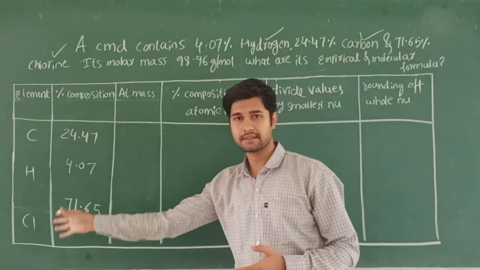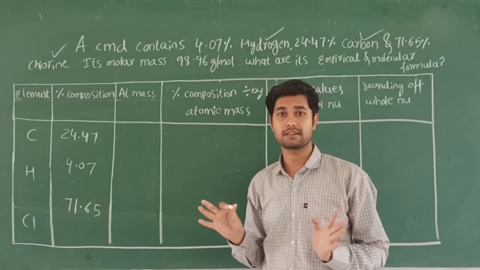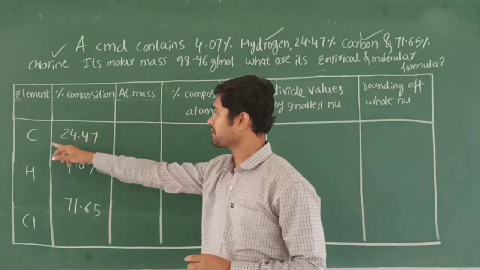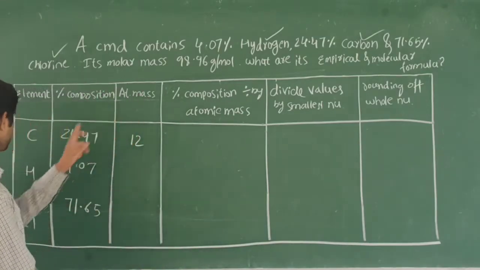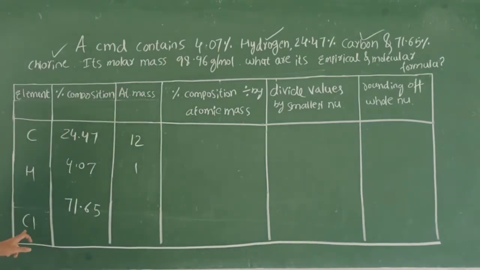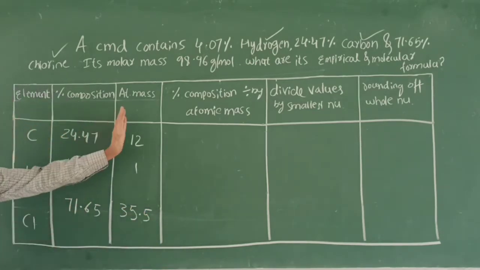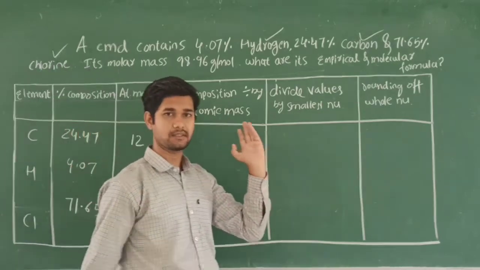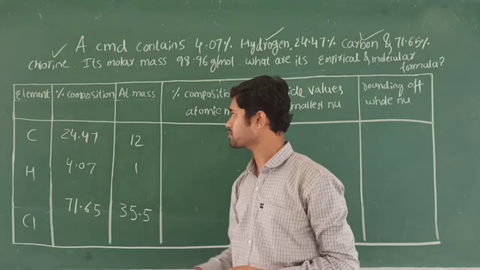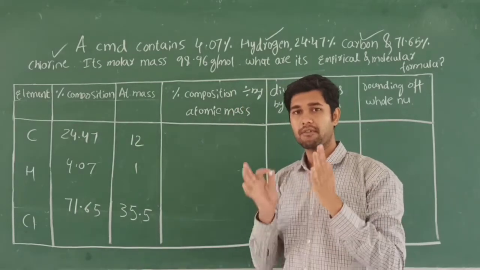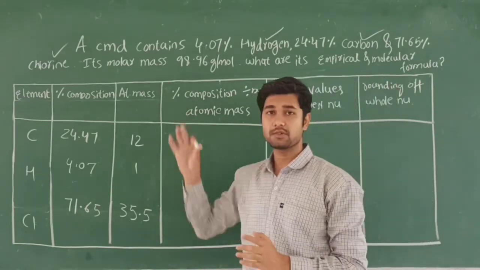So step 1, you should write these elements. You should write the percentage composition, and you should also write their own atomic masses. The atomic mass of carbon, you know that, is 12, and the atomic mass of hydrogen is 1, and the atomic mass of chlorine is 35.5. So atomic mass is different, percentage composition is different. You know very well about the atomic mass, and they have given the percentage composition. Then what you have to do? Our next step.